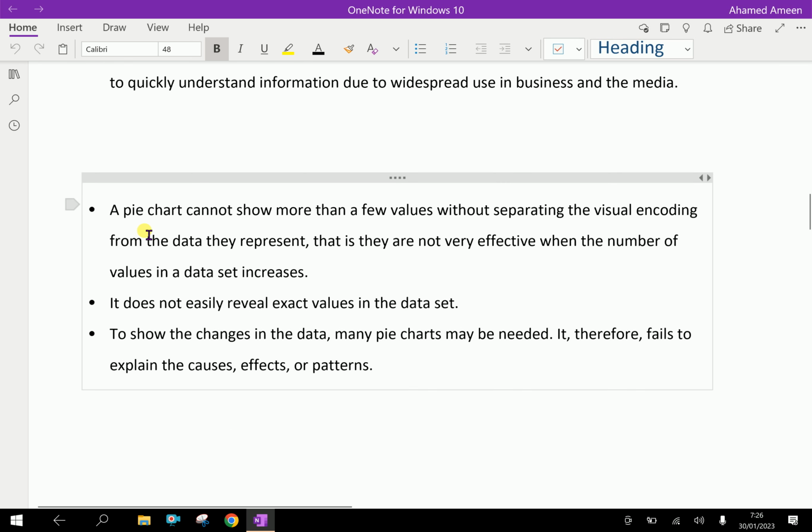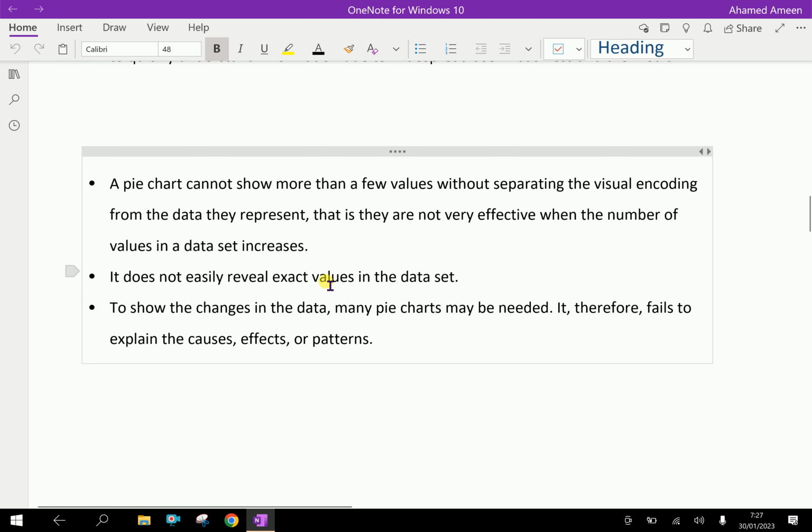There are disadvantages also. A pie chart cannot show more than a few values without separating the visual encoding from the data they represent. That is, they are not very effective when the number of values in a data set increases. With more values in the data, it is harder to represent in a single pie chart. It does not easily reveal exact values in the data set. To show the changes in the data, many pie charts may be needed. It therefore fails to explain the causes, effects and patterns.